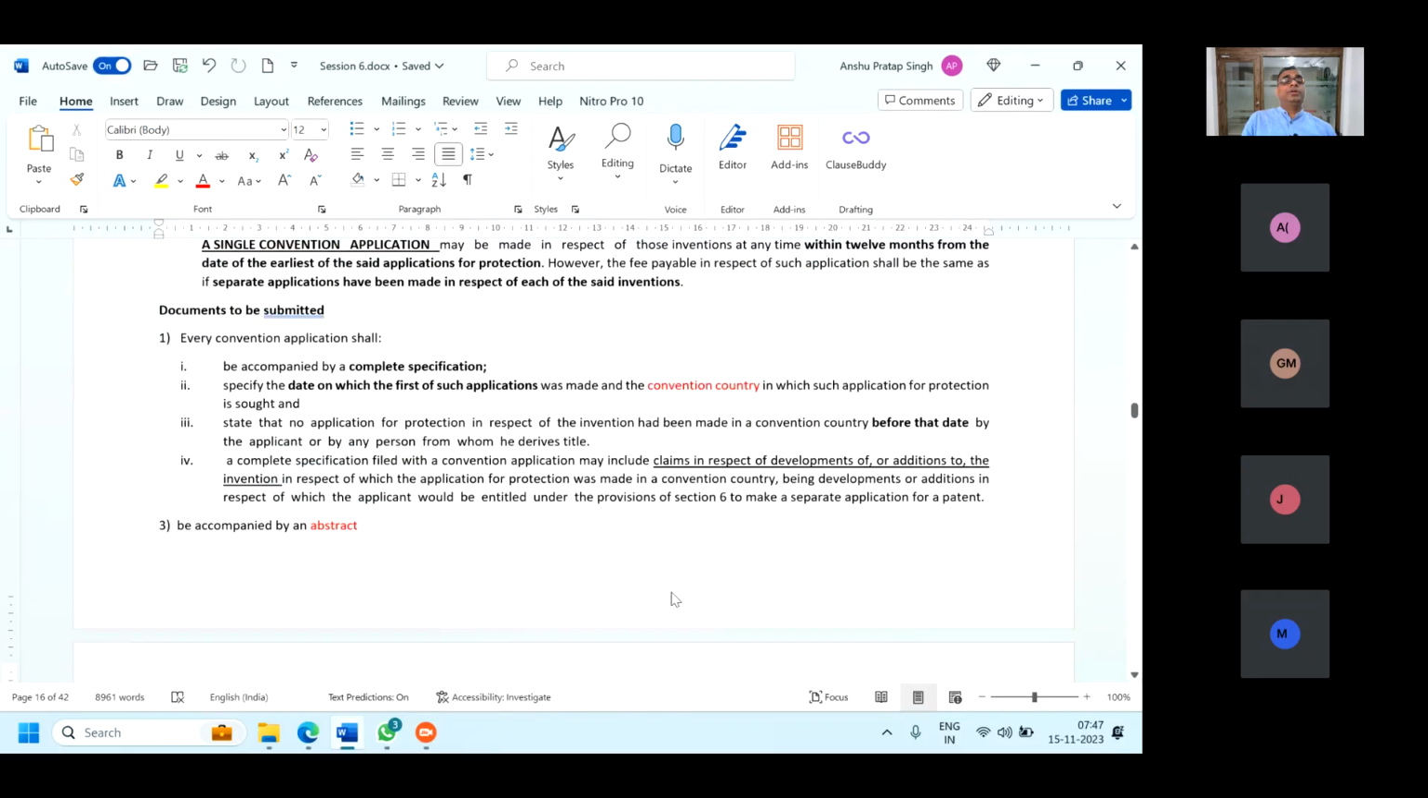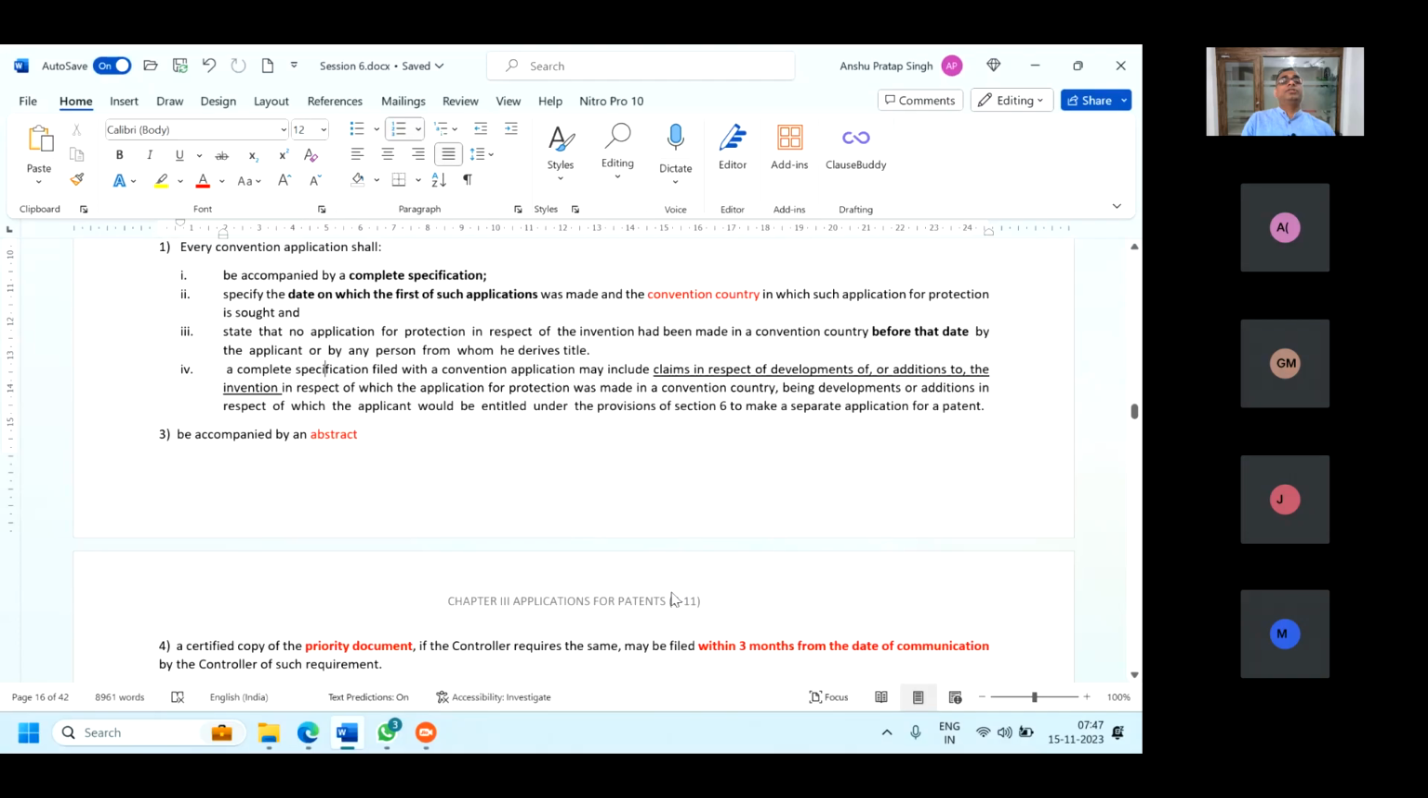Now, the documents to be submitted: every convention application shall be accompanied by a normal complete specification. Then you have to specify the date on which the first of such applications was made and the convention country. Those base application details have to be mentioned.